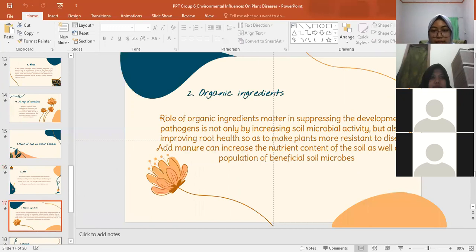Two, organic matter. The role of organic matter in suppressing the development of pathogens is not only by increasing soil microbial activity, but also by improving root health so as to make plants more resistant to disease. That can increase the nutrient content of the soil as well as the population of beneficial soil microbes.